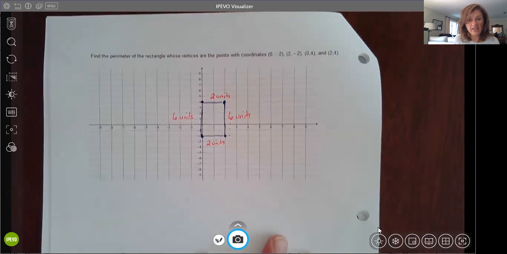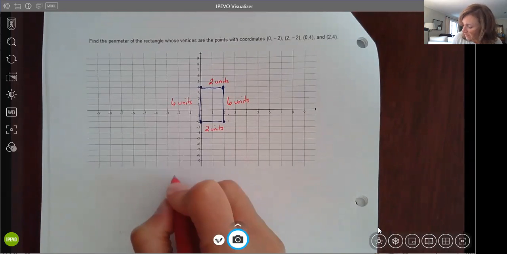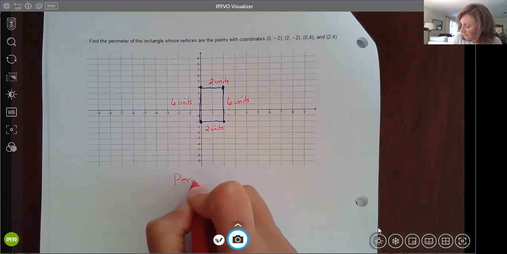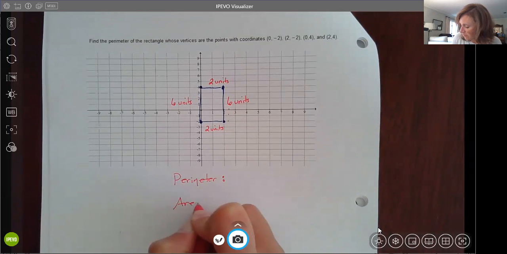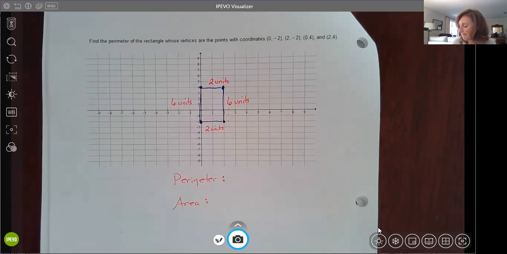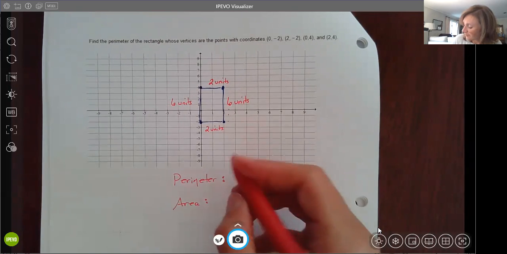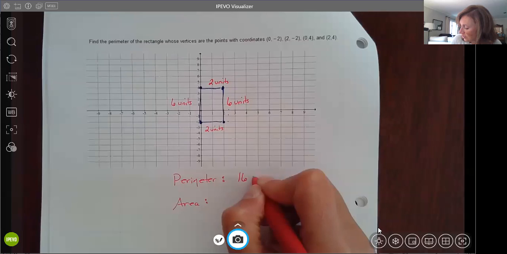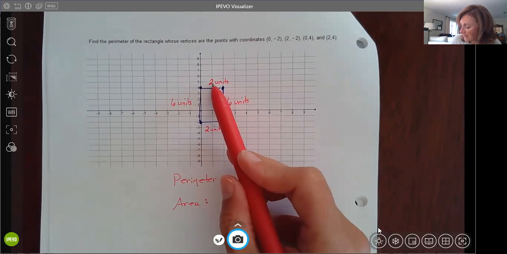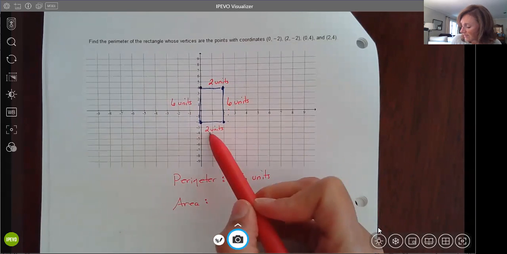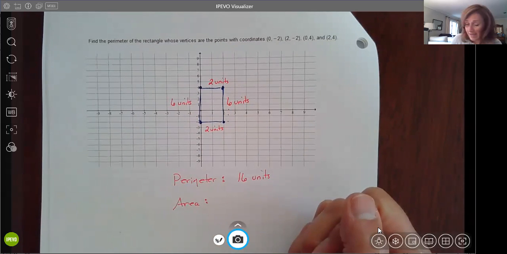Let's do the perimeter and the area. Ready? So the perimeter, go ahead and do it. So add up the sides. Did you guys get 16? So this will be 16 units in length. It goes 6, 7, 8, 14, 15, 16. Right?